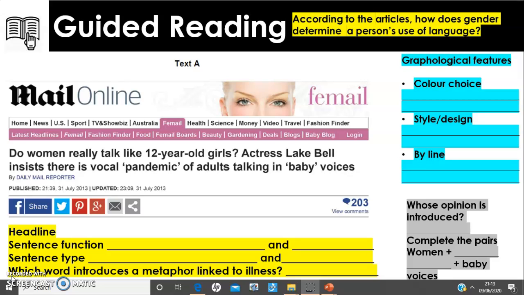Now, in the first one, do women really talk like 12-year-old girls? Okay, so women really talk. So we've got the talk and the do. Okay, yep. So we're looking at that complex interrogative structure. Okay, so we've got two complex sentences. We've got an interrogative and a declarative. And which word introduces a metaphor linked to illness? Brilliant. Pandemic. That's the one.